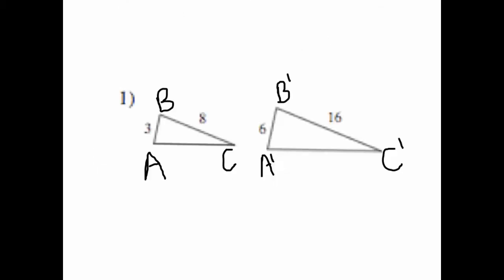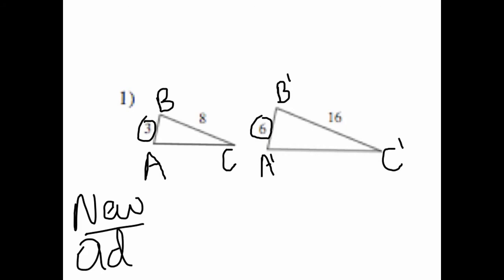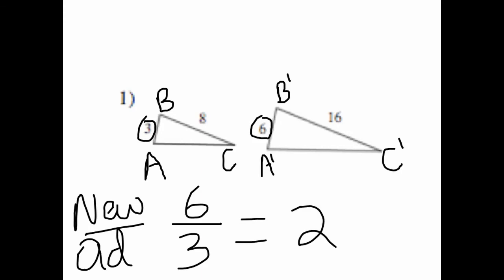Let's do another example where we have to figure out what the scale factor is. All right, so here I have triangle ABC and triangle A prime, B prime, and C prime. Now, I know immediately that my scale factor is going to be larger than 1 since it looks like my triangle gets larger here. And since my A and B sides correspond, again, I'm going to follow my rule of new over old. So my new value was 6. My old value was 3. 6 divided by 3 is going to leave me with 2. So it looks like I have a scale factor of 2.